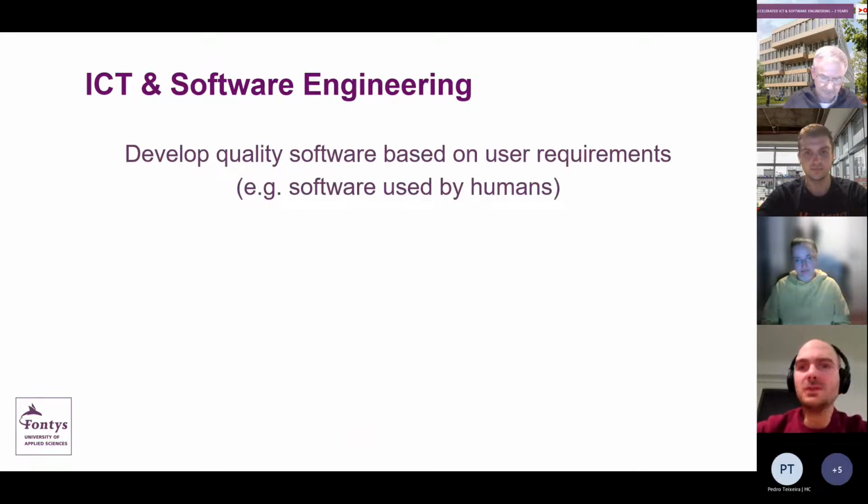Okay, so what does software engineering mean? Well, we got a quote that says: developing quality software based on user requirements. So what does it mean? Well, 2 important parts there: user requirements, so what does our user need? And in my opinion, quality. So how do you make sure that it actually works and does what the person actually needs?